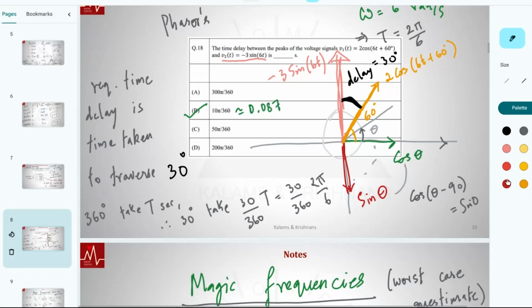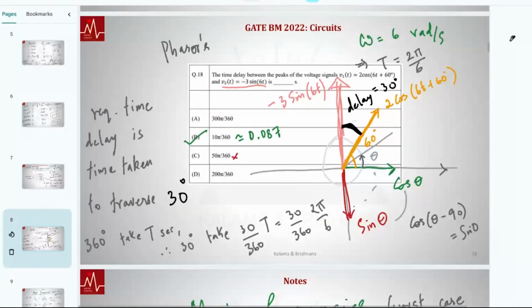The answer key is referring to this time delay. That is not it. When I discuss solutions, I wasn't sure they are referring to positive and negative peaks. I thought they were trying to be smart and set a trap, but no, they have made a mistake. Hey, are you getting B? Any of you? Sir, what is this?